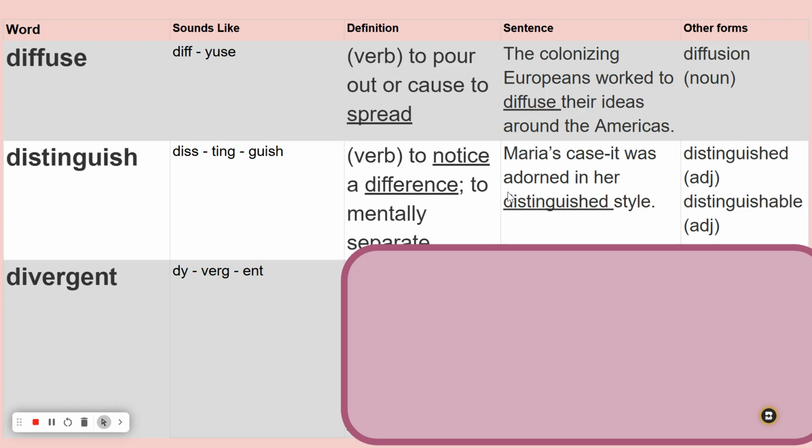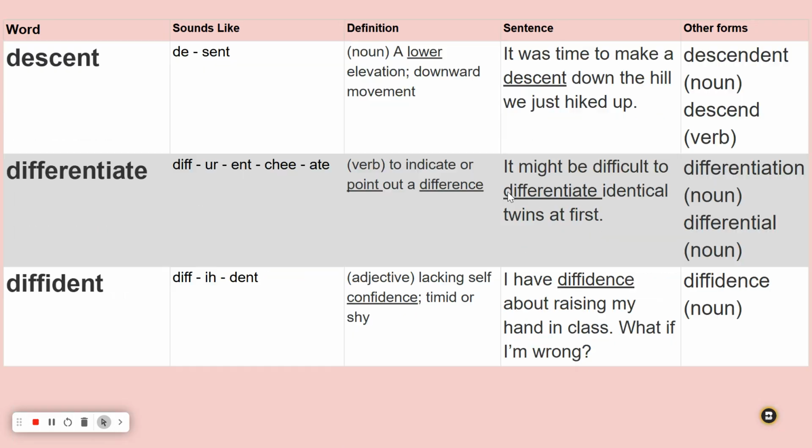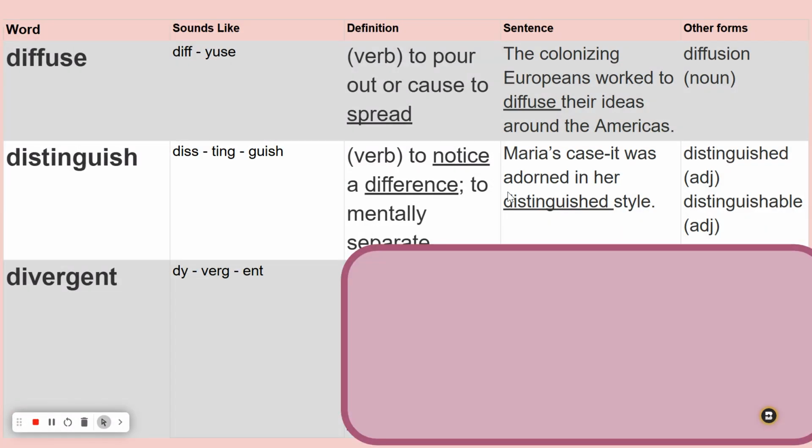If we look back to our word families, or our base words, fuse means to merge or connect. Diffuse means to pour out. It's the opposite of merging or connecting. The colonizing Europeans worked to diffuse their ideas around the Americas. They wanted to spread their ideas, their traditions. This act is called diffusion.